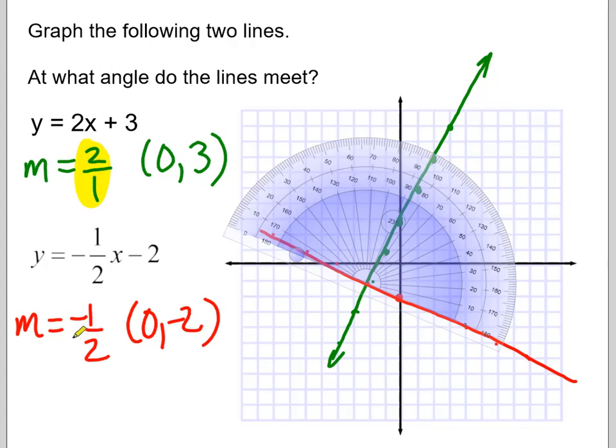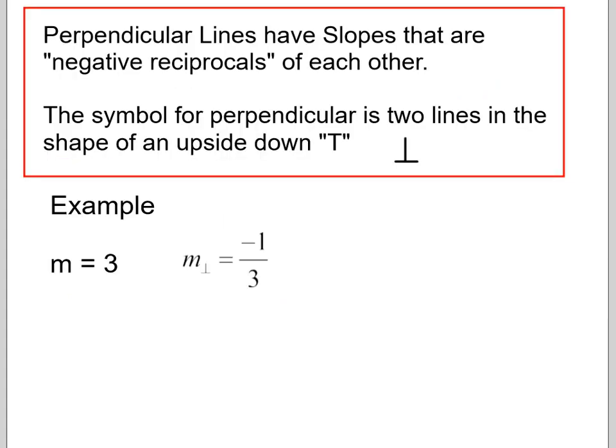There's a 2 and a 1 there, and there's a 1 and a 2 here. Now one's positive, one's negative, and what we're going to see is something called a negative reciprocal. So perpendicular lines have slopes that are negative reciprocals of each other. The symbol for perpendicular is a little upside down T.